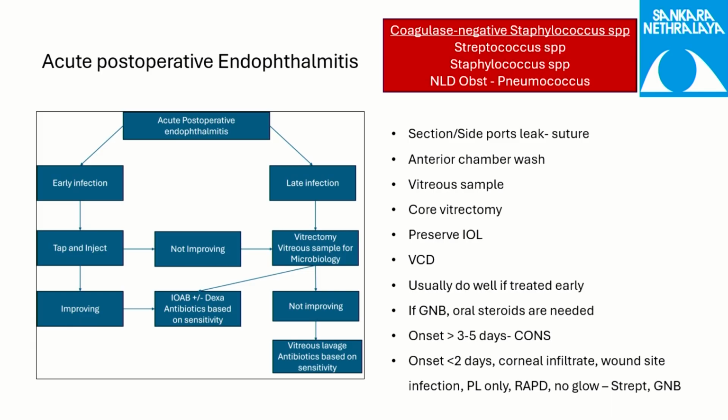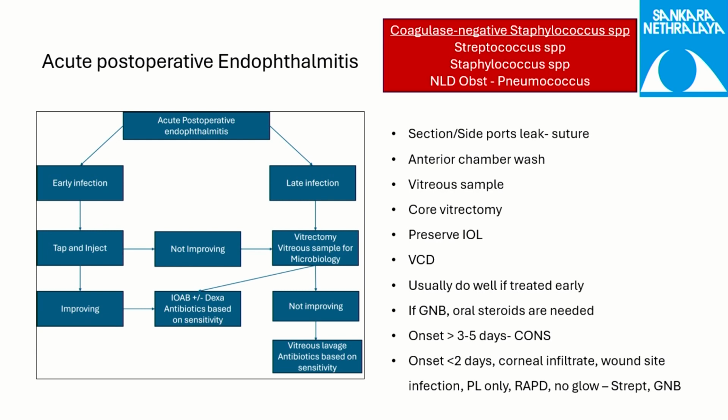So we have to look for the side ports, and all the wounds need to be sutured, like sir mentioned. We wash the anterior chamber. Most of these steps I mentioned in the surgical slide, but usually they do well with the 3 or 4 injections. And if GNB, we tend to start oral steroid because these endotoxins incite a much more inflammatory response. So we start oral steroids systemically also.